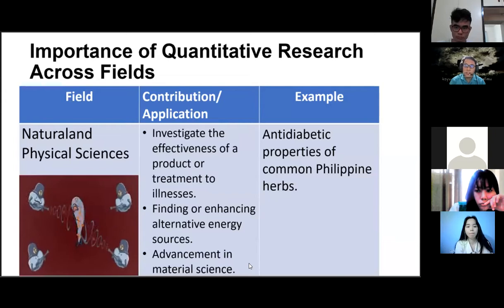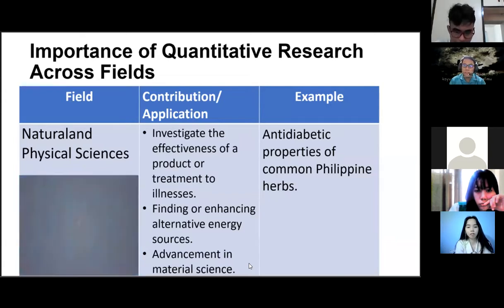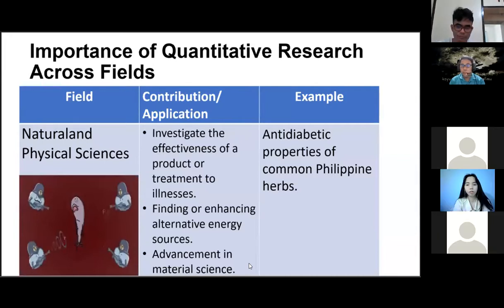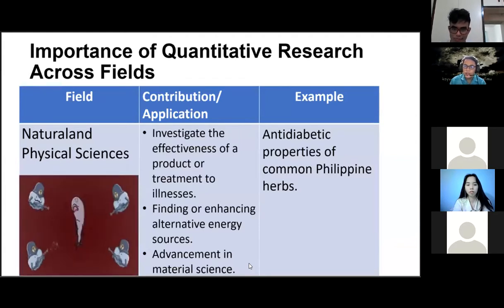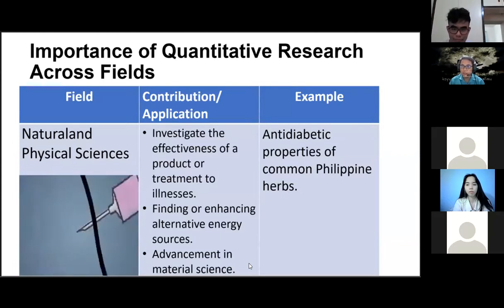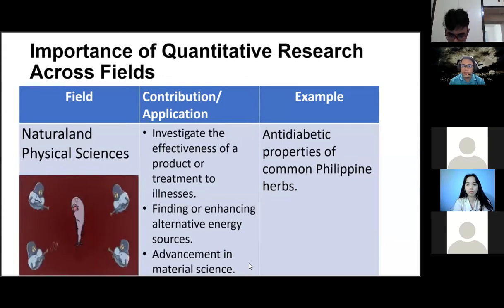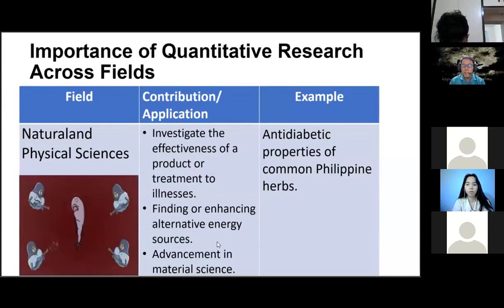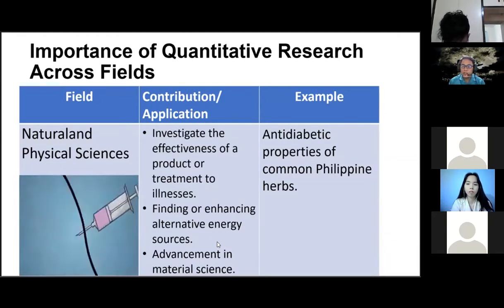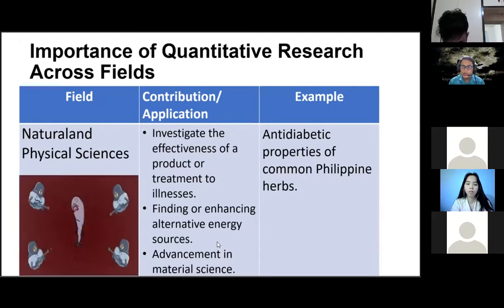Okay, so to determine the effectiveness of newly developed medicine, treatment, or approach in addressing health problems, especially with the pandemic that we are having right now. So we look at the effectiveness of medicine or the vaccine. Those are the medicines, the treatment. So researchers can be helpful for that. Also in enhancing alternative energy sources. Let's say, for example, we experience shortages in electricity. Research can be useful when it comes to such a field.